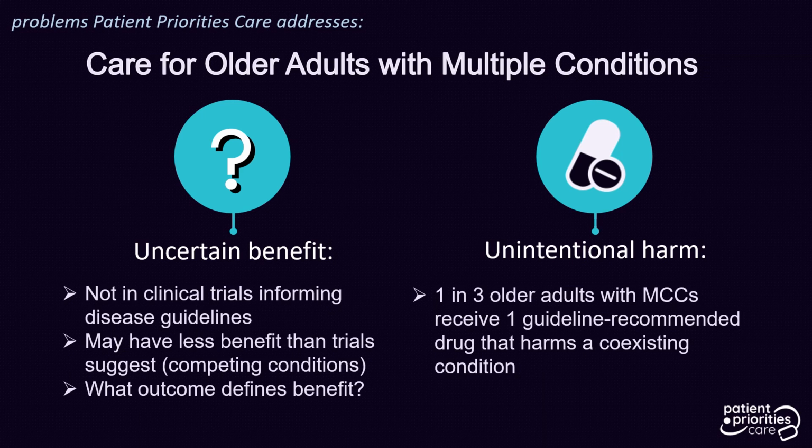Most importantly, what are the outcomes we should use to define benefit? Is it that they don't have a heart attack or that they don't break their hip? How do you compare? Disease-specific outcomes and even survival doesn't get at the variable outcomes that matter most to individuals with multiple conditions. We also know that unintentional harm occurs when considering conditions in isolation of each other. For example, 1 of 3 older adults with multiple conditions is prescribed a guideline-recommended medication that may be appropriate for one of their diseases, but is likely to harm a coexisting condition. But that's not all.